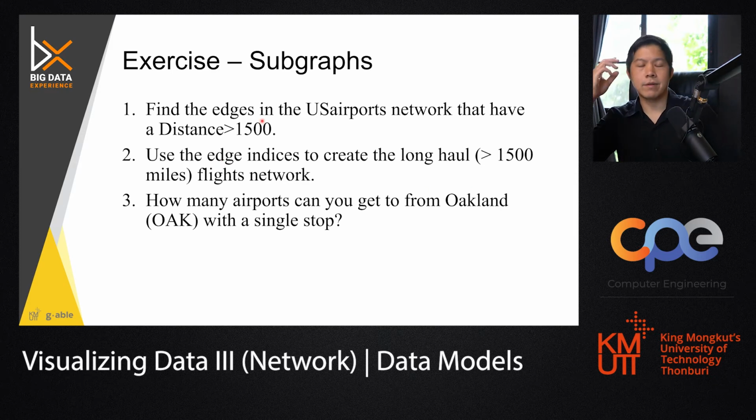Okay, think about how can you find edges that have distance more than, you need to retrieve distance, and then you need to compare to 1,500. Then you get the Boolean vector, and then you can subset the edge out. That would be the first question. The second one, because you need to create the edge list of the long haul, you can just use the Boolean vector you retrieved above to just subset the edges.